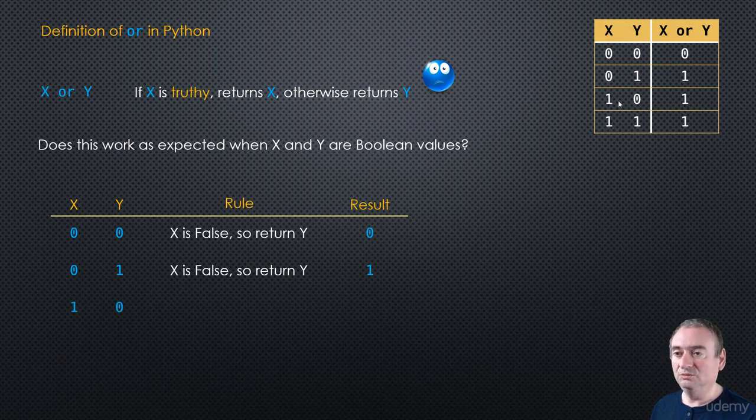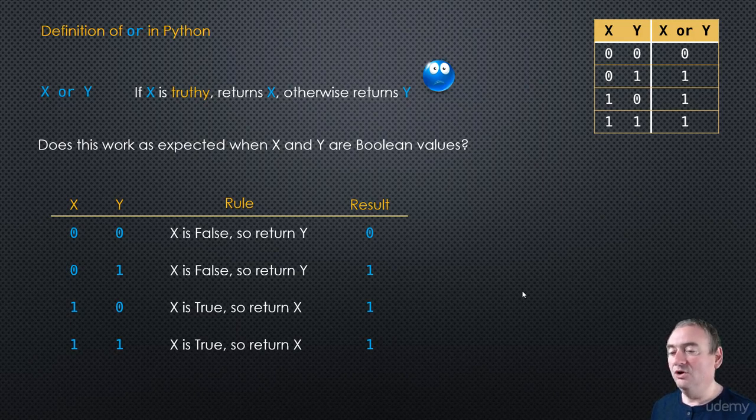What about 1, 0, where x is true and y is false? Well, x is true, so we need to return x. And so we return 1. And this still matches our regular truth table. Finally, if we take both of them equal to true, well, x is true, so we still return x, which means we return true.